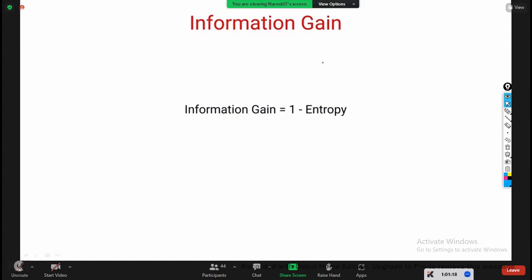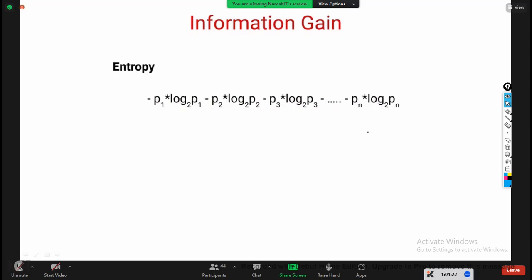Now, how to calculate the information gain? It is 1 minus entropy. Now, what is entropy? The entropy formula is minus sigma P into log P to base 2. This is the formula for the entropy. Now, already you know what is meant by sigma. Sigma means summation. So you are going to take minus of overall.